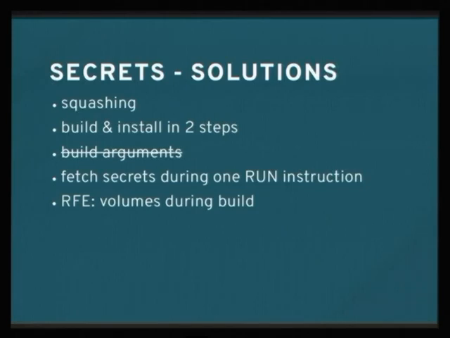The first solution, which we are actually using, is squashing, because if you squash those layers, the file has never been there. So that's a really great solution. Another solution I found on the internet is that you can build in two steps. If during build you want to fetch your application from the internet and you need to authenticate, you can do that in one Dockerfile, and write another Dockerfile which will actually install the application. That's pretty okay, but this is definitely not for everyone, because you might want to authenticate with some service if you want to install, for example, a package manager.